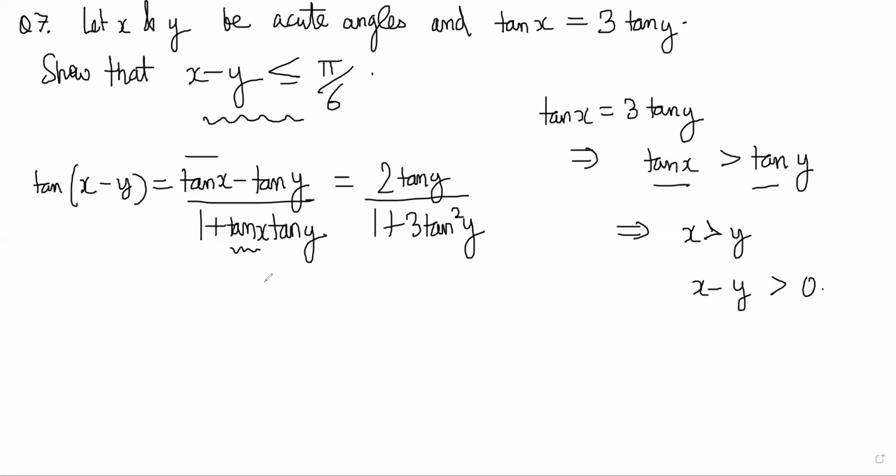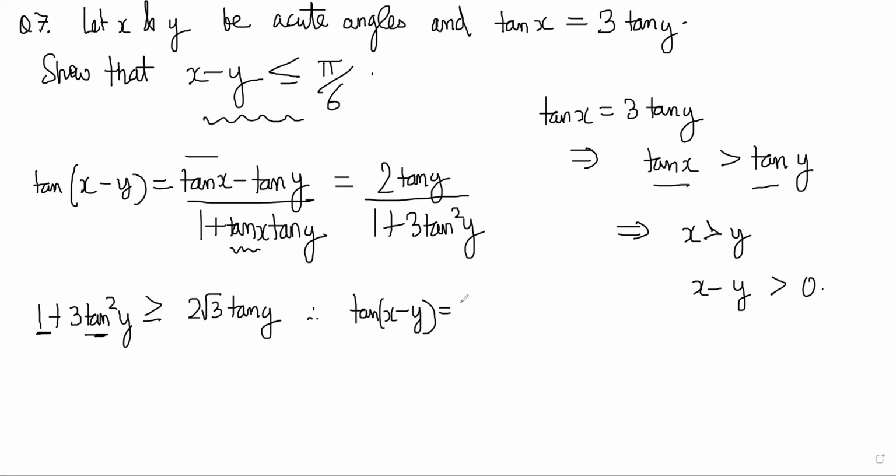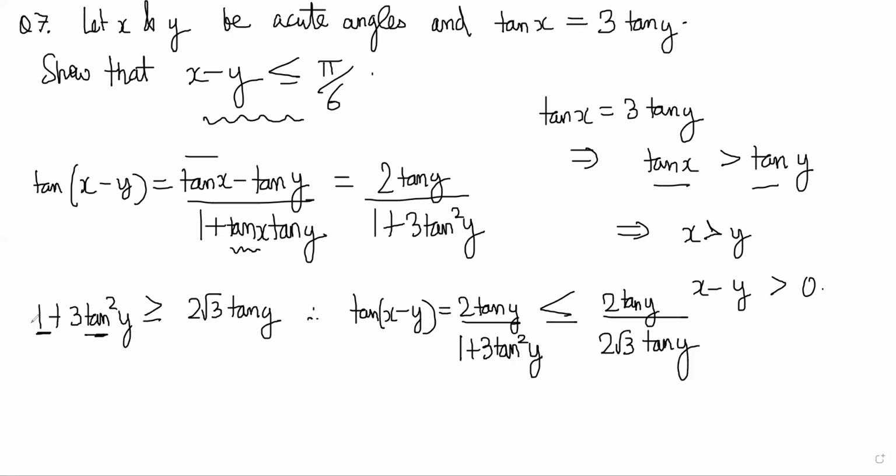We get this. And now we'll use AM-GM and we'll say 1 plus 3 tan square Y is greater than or equal to twice root 3 tan Y. This is AM-GM on these two terms. So therefore, tan of X minus Y, which is equal to 2 tan Y by 1 plus 3 tan square Y, will be less than or equal to 2 tan Y by 2 root 3 tan Y. Why? Because the denominator is greater than or equal to 2 root 3 tan Y, so the overall fraction will now become less than or equal to this because it is in the denominator, right?